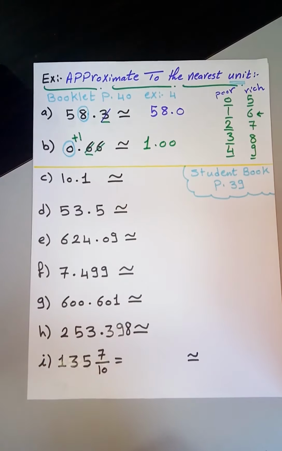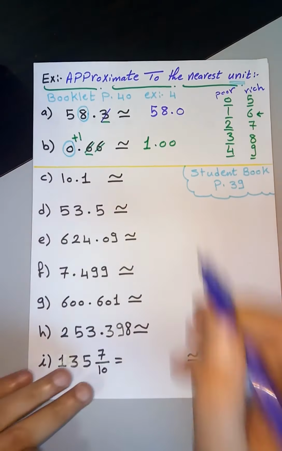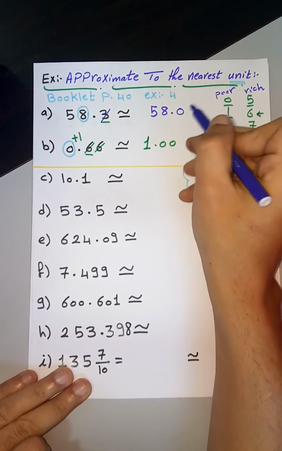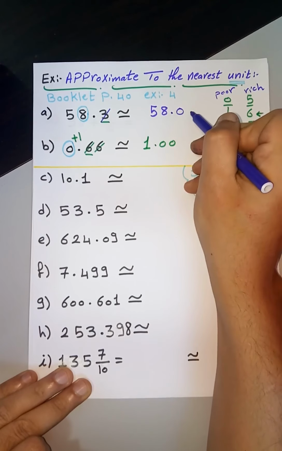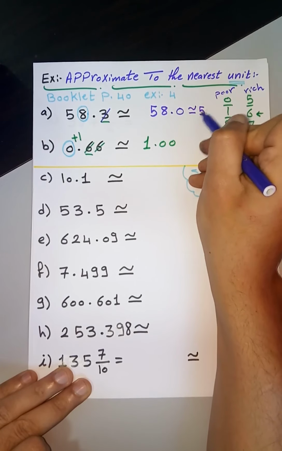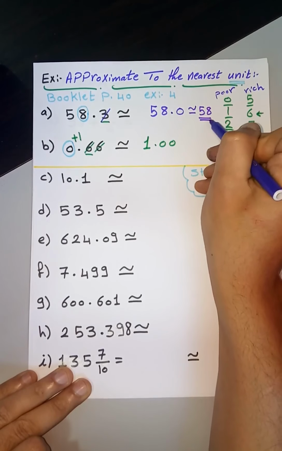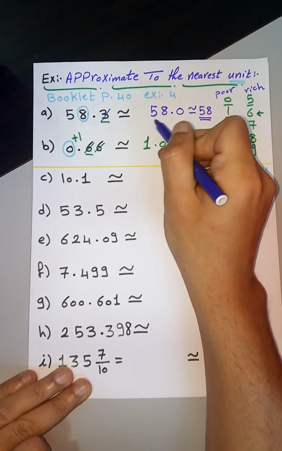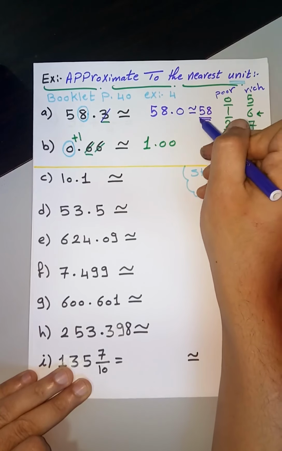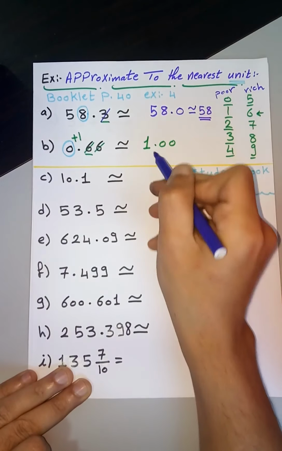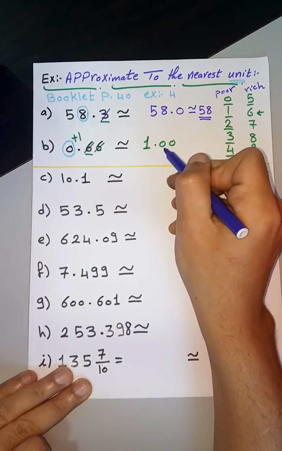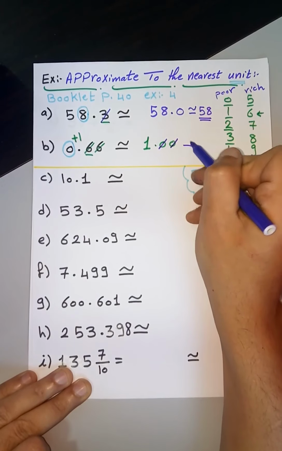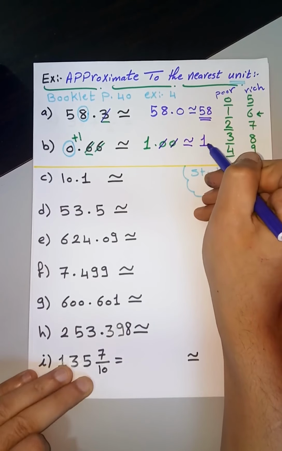When you approximate, you have to cancel any zeros after the decimal point if there are no other numbers. So we have 0.0, so this is approximately equal 58, because when it comes in a choose, he's not gonna give you 58.0. No, he just will say 58. Also here, if we have a point and there are zeros, we can cancel these zeros. So this is approximately equal 1.